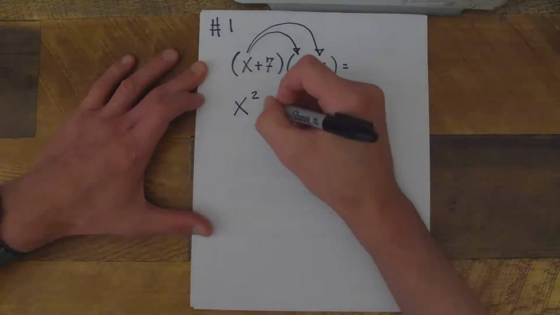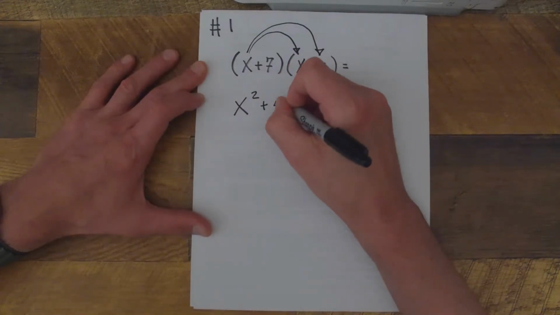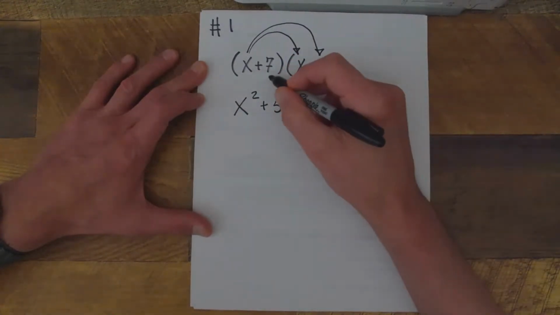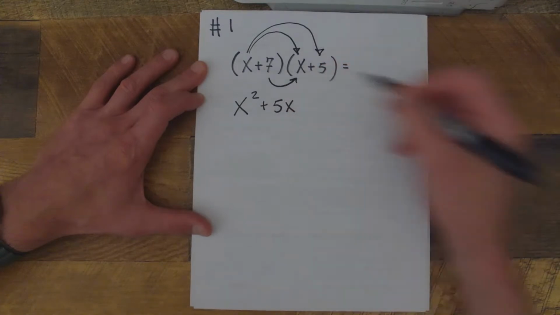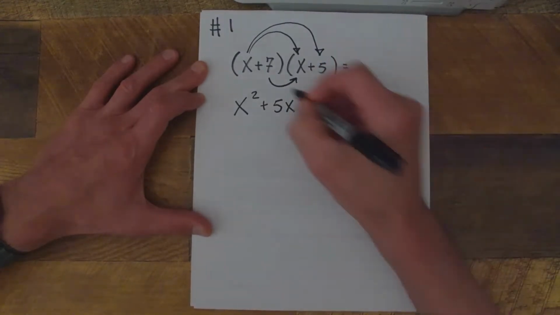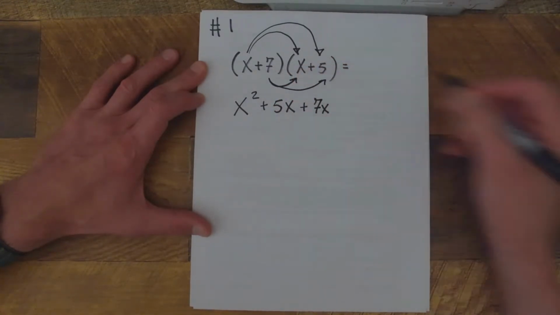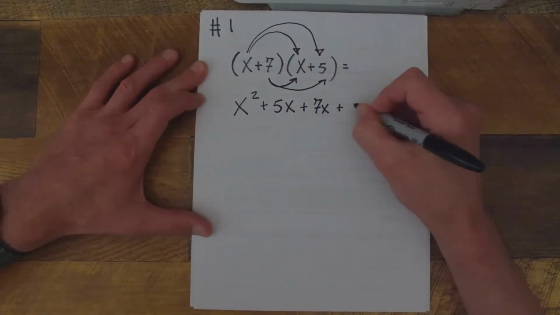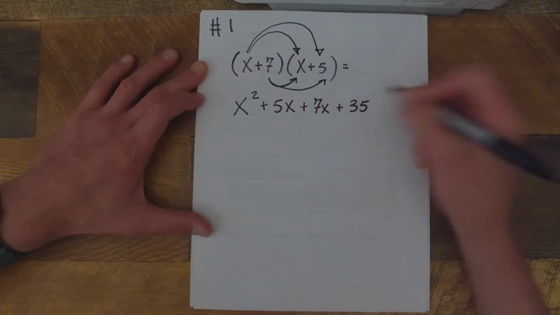X times positive 5 to get 5x. And then here, 7 times x to get 7x. And then 7 times 5, which is positive 35.